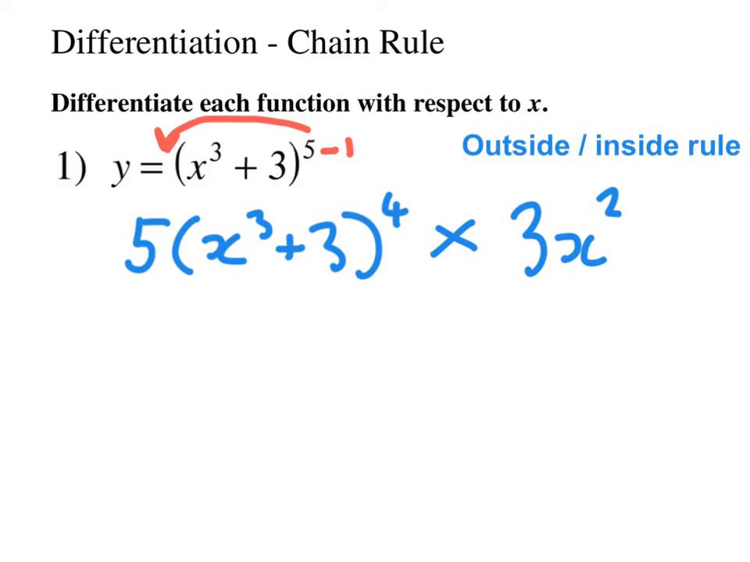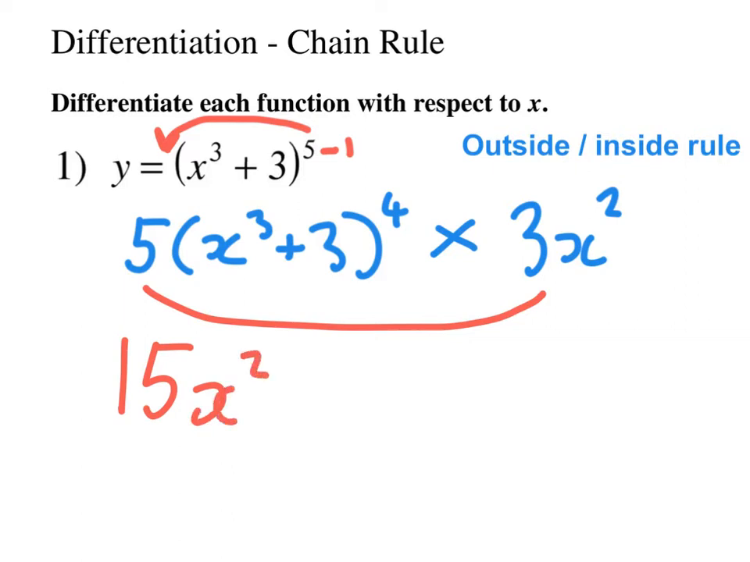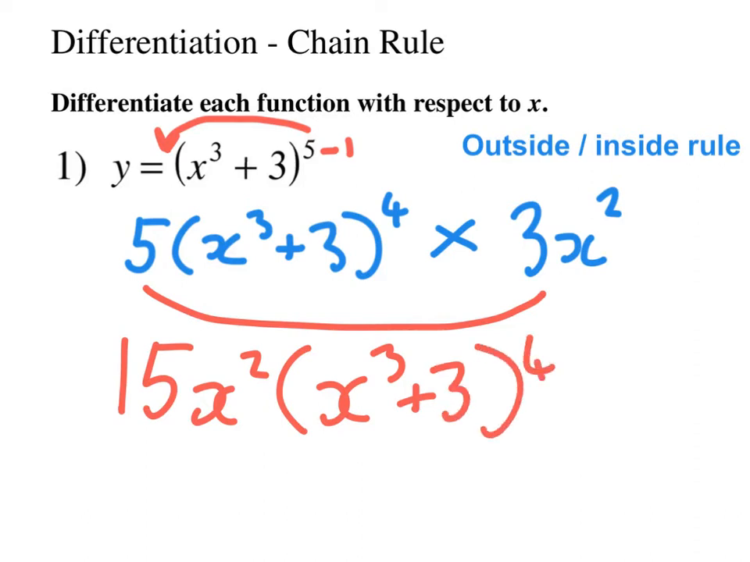So now what I have to do is multiply 5 by 3x squared to give me 15x squared, and then I just stick on my brackets, (x cubed plus 3) to the power of 4. So the derivative of (x cubed plus 3) to the power of 5 is going to be 15x squared times (x cubed plus 3) to the power of 4.